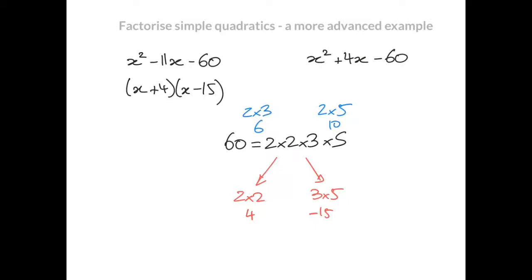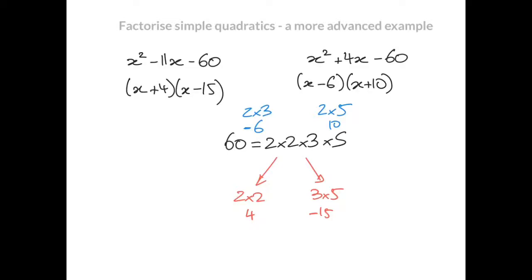We need the product of these two to be negative, so one of these two has to be made negative. Because the sum is plus 4, see that we keep the 10 as a 10, and we just make the smaller number, here the 6, a negative 6. And if we add 10 and minus 6, we do get plus 4. So this means that this quadratic here would factorize to x minus 6 and x plus 10.